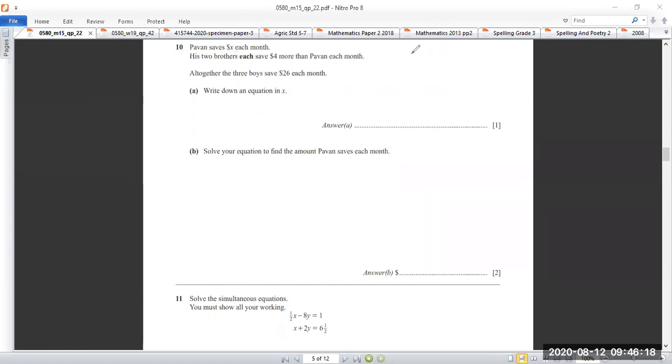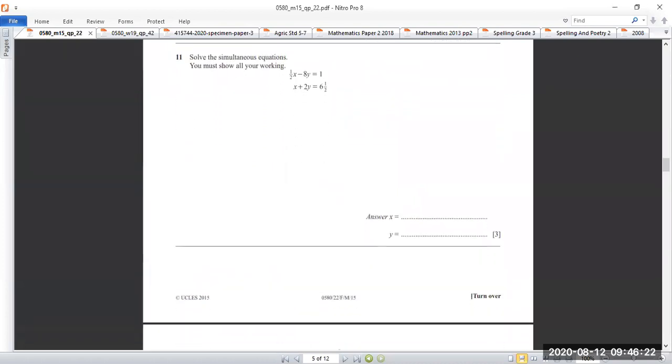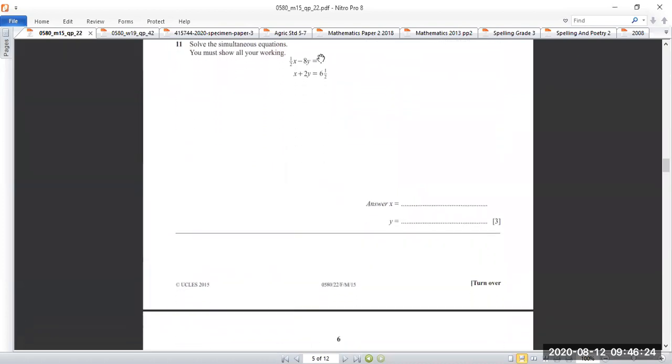Then we move to the next part. Simultaneous equations. Interesting question. Let's hammer it. Of these two simultaneous equations, what is our first line of defense? This is a simple question. We can use the elimination method, or we can use the basic substitution. So which one do you prefer to use?